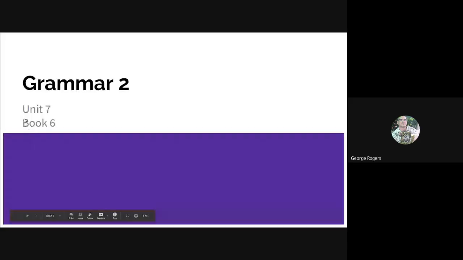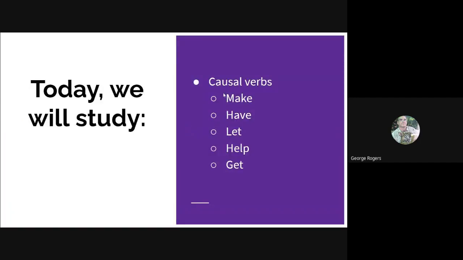Today we're covering Book 2, Unit 7, Grammar number 2. This is called causal verbs. That's everything we're studying today. Causal verbs. The one thing to remember here is the word causal.